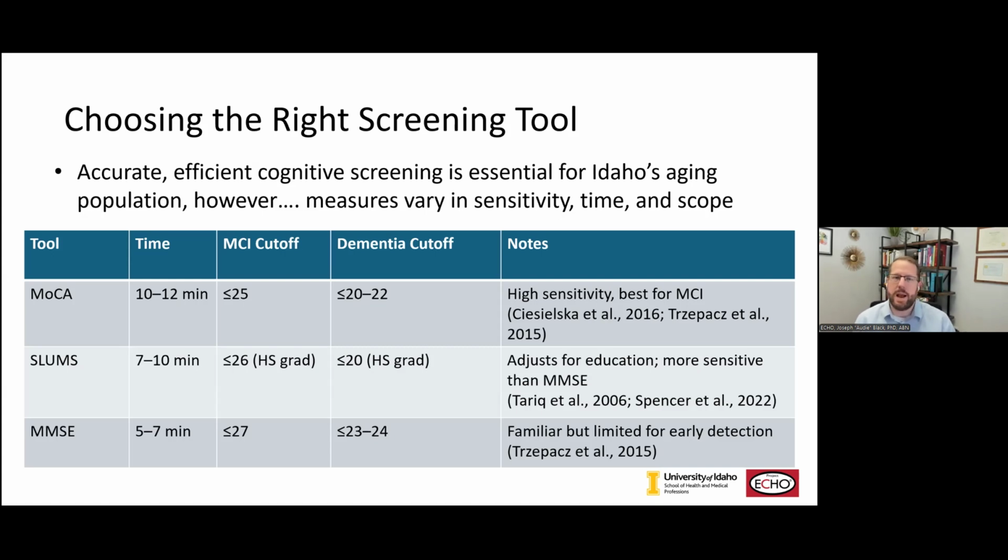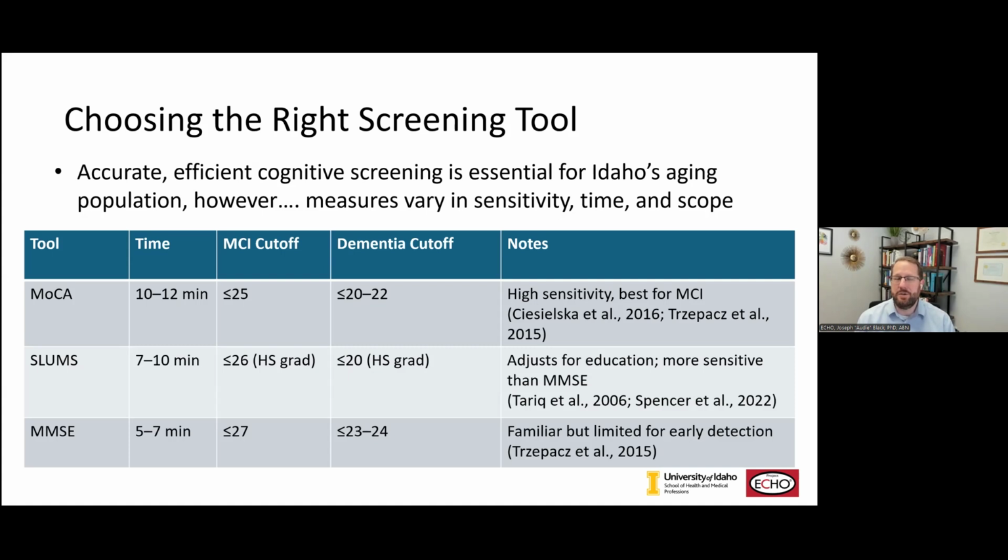It may have been surpassed at this point, and has been around for decades and has an excellent research base. The MMSE is great. It's super short, 5 to 7 minutes. You can do it from memory. You don't have hardly any stimuli for it. And again, it's well validated for Alzheimer's disease. The issue is that it's well validated for Alzheimer's disease.